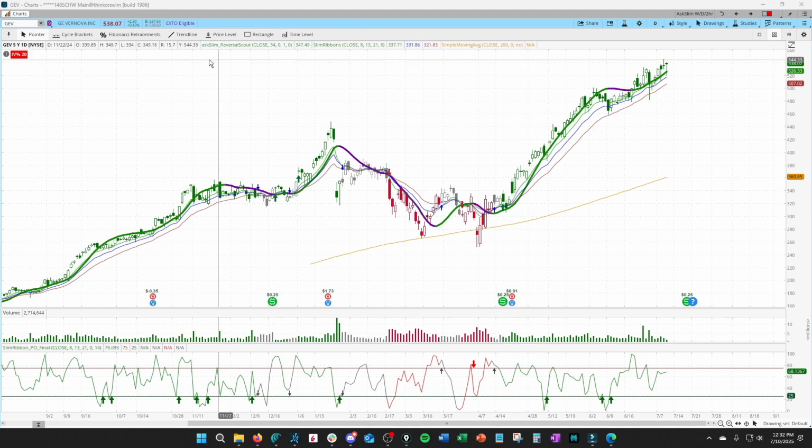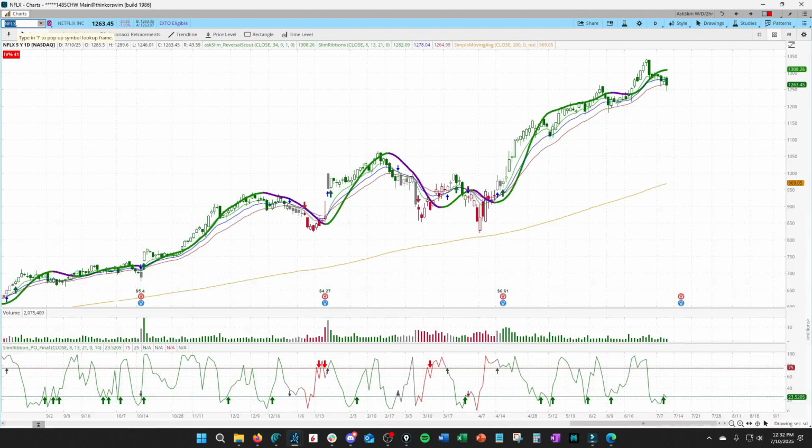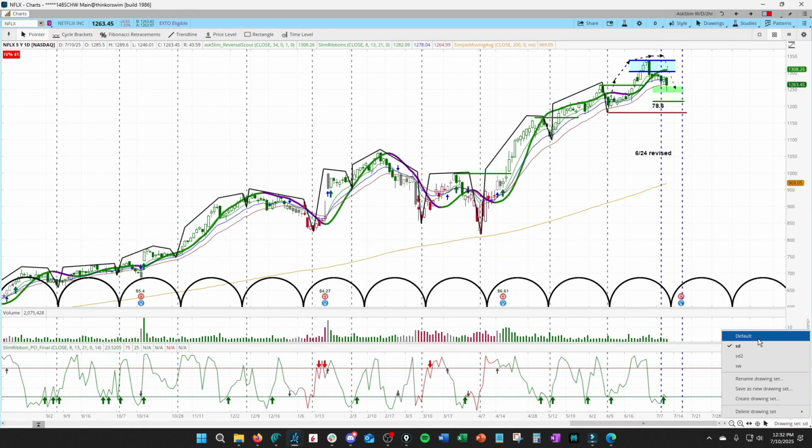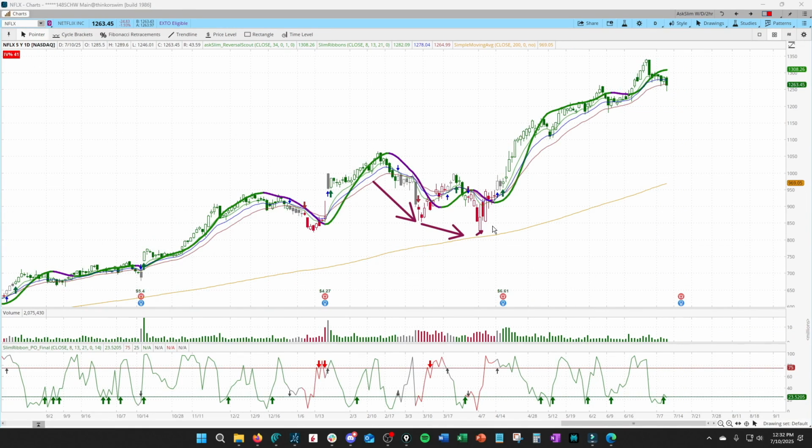Go back to some of the other leaders during this time frame. Netflix, hide the drawings. I just want you to see the base. This is the base right here. This is your base. This is the opportunity set that happened. There were opportunities along the way, with these flags, so on and so forth. But this is your base in price.